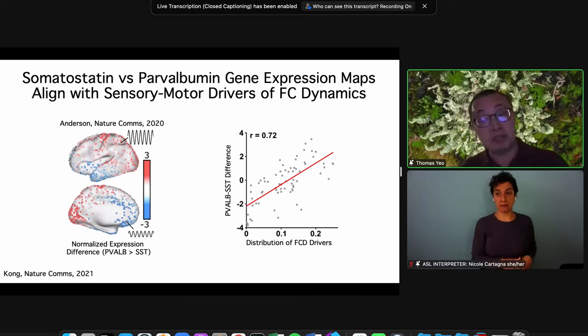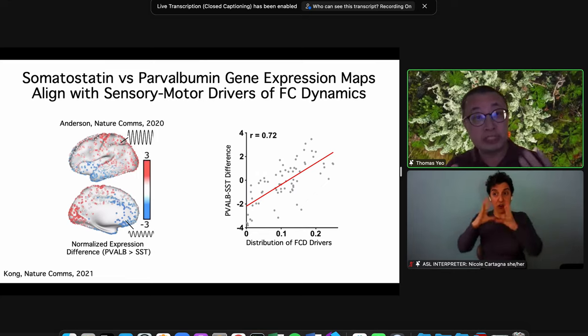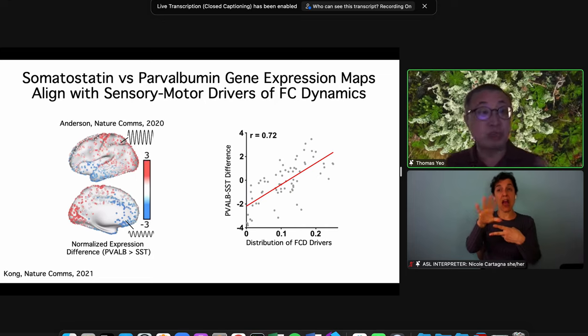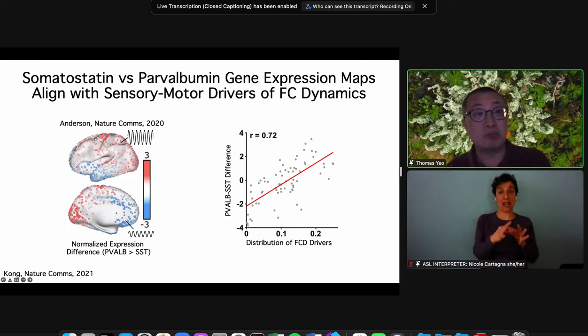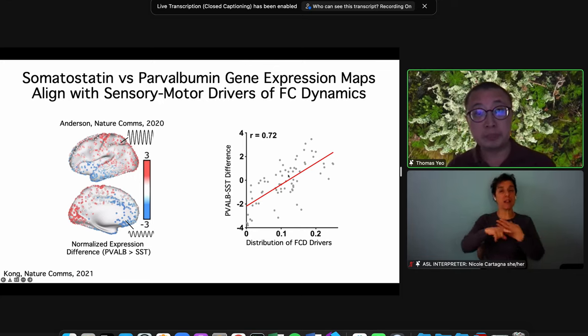We also found that the spatial distribution of sensory motor drivers correlate with differential expression of parvalbumin and somatostatin interneurons. So in previous studies from Avrin Holmes' group, they show that the differential patterns of parvalbumin and somatostatin interneurons have been linked with fMRI amplitude. One important thing to note is that even though we correlate with the differential expression of parvalbumin and somatostatin interneurons, this correlation also holds for the first genetic principle component.